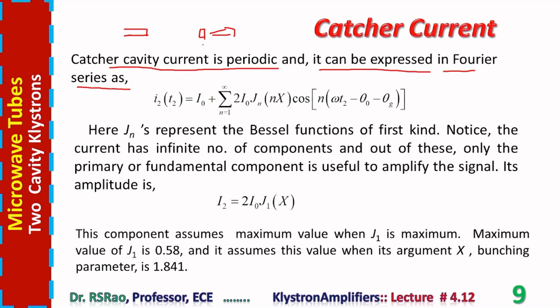Therefore, this state of affairs can be described as a periodic AC, and it can be expressed in a Fourier series as I2(t2) equal to I naught average plus the sum from n equal to 1 to infinity of 2 I naught Jn, where J stands for Bessel functions, n is the order, and Jn of nX. X is the bunching parameter.